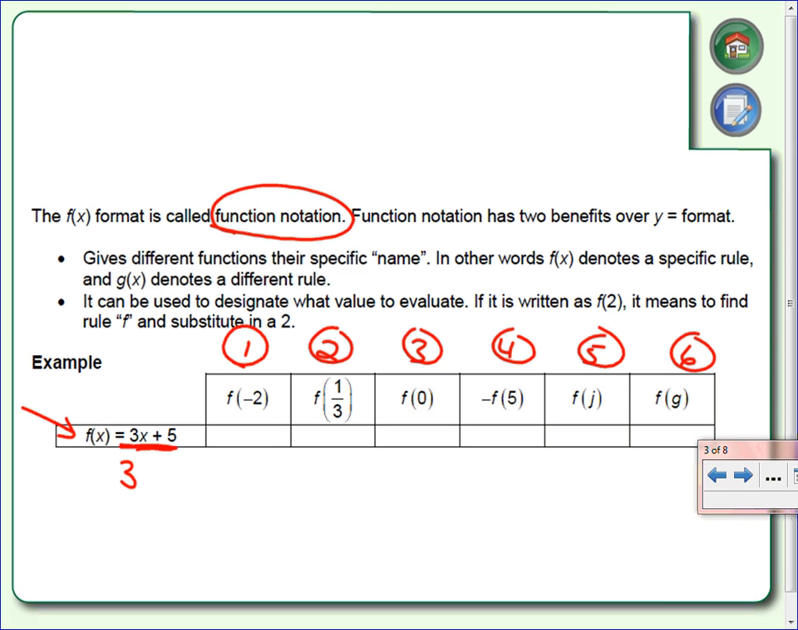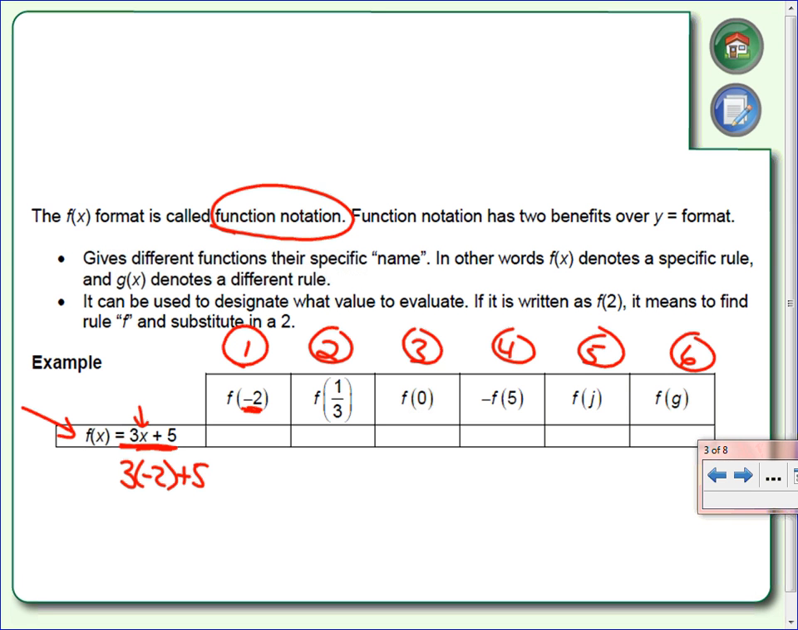All we're going to do is replace this x that we have with the number in parentheses. So we're going to replace the x with the number negative 2. Everything else is going to stay the same. Notice how I still have the 3 there. I still have the plus 5. All I've done is replace this x with the number negative 2. That's the first thing we're going to do. Take out the x and replace it with whatever number they give you. That's your first step.